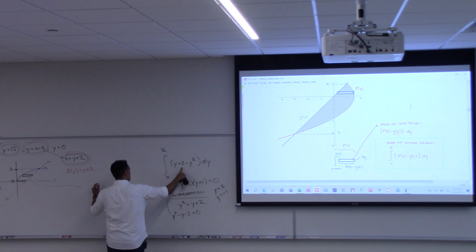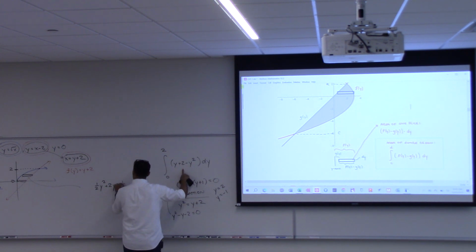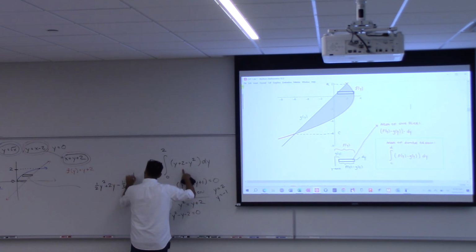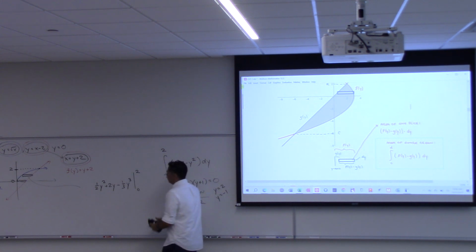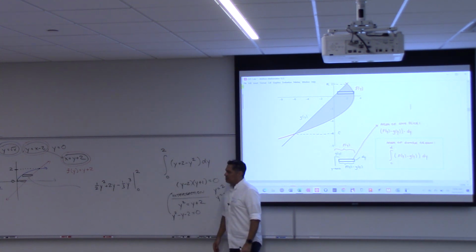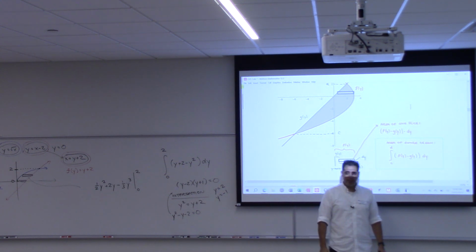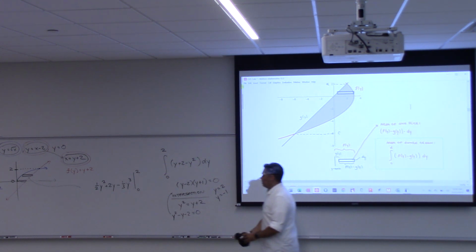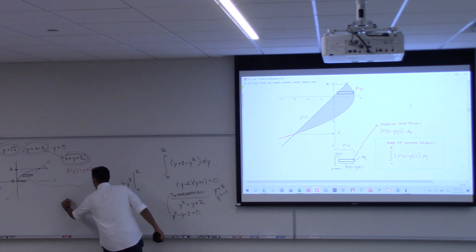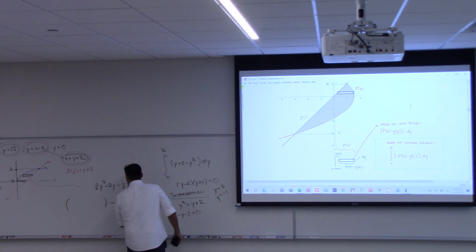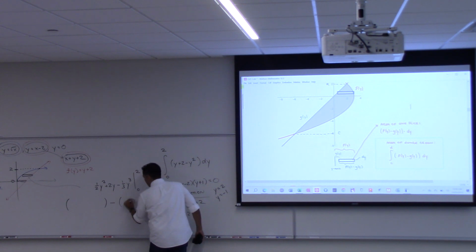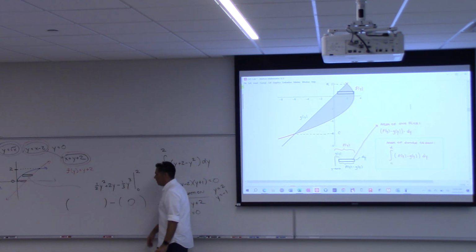So the antiderivative of this is 1/2 y squared plus 2y minus 1/3 y cubed, evaluating from 0 to 2. I like this integral because I like plugging 0 in. 0 is going to kill everything, won't it? So I'm going to plug in 2, and whatever I get when I plug in 0, I know I'm going to get 0 there because it's a big polynomial.